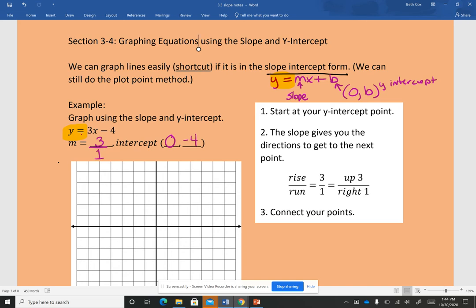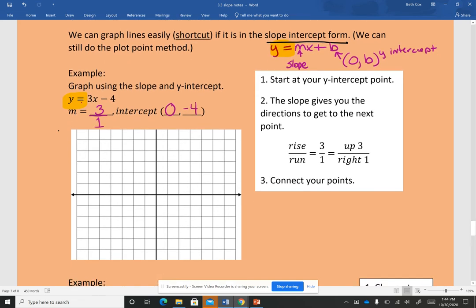Now here's your instruction. It says start at your y-intercept point. So that point, (0, -4), is right here on my graph. And then the slope gives you the directions to get to your next point. Remember, our concept about slope is pattern between the points. It's rise over run from point to point to point to point. So my rise is 3 and my run is 1. Those are my directions to get to the next point.